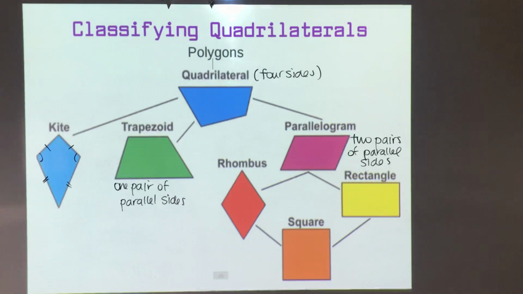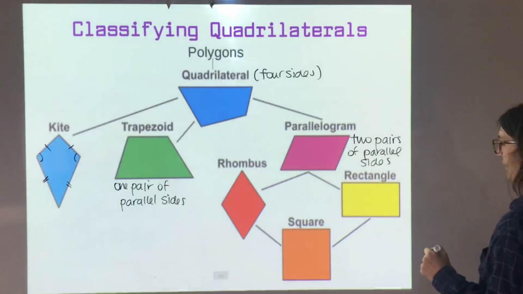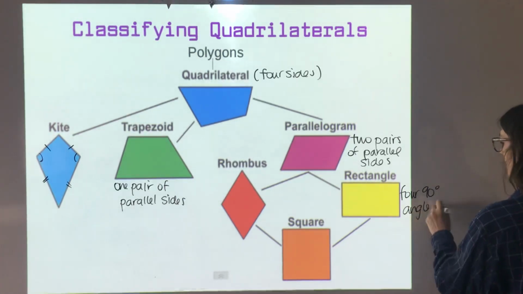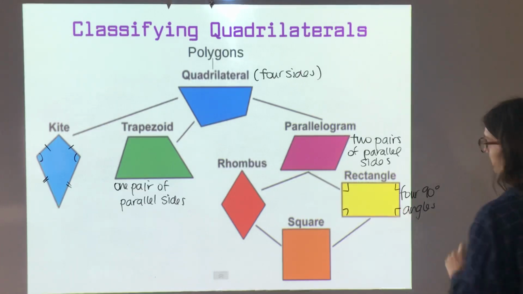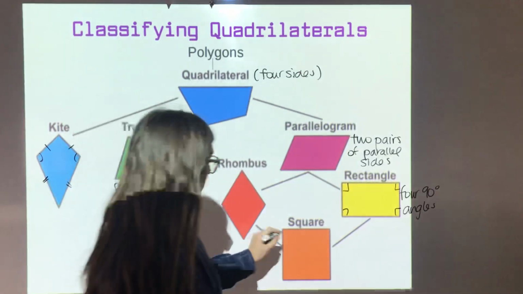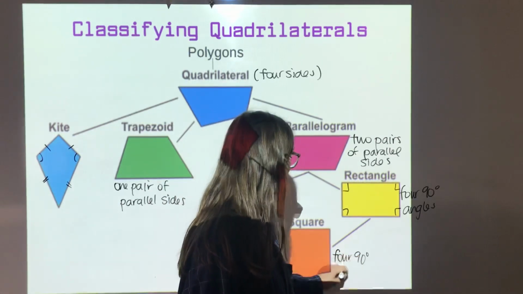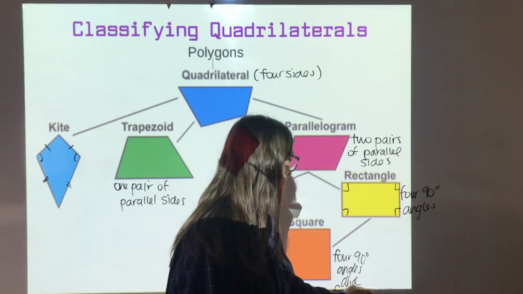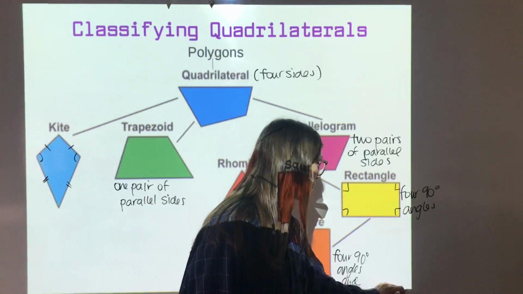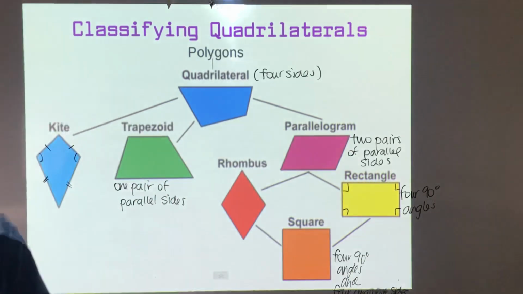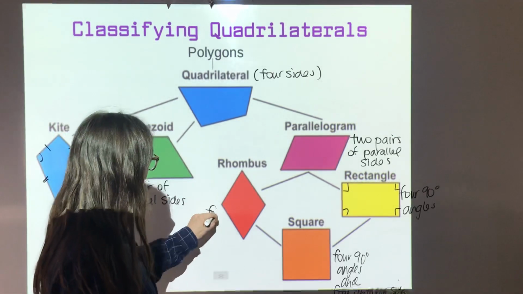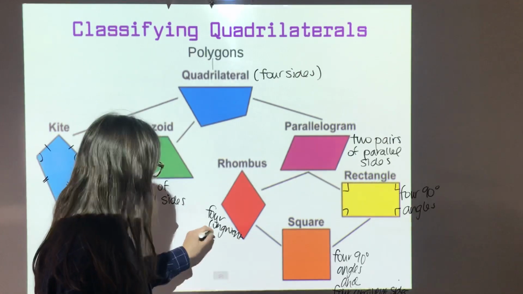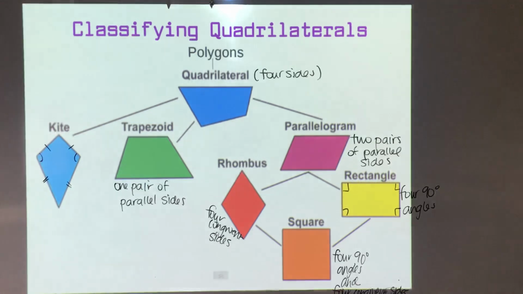So a rectangle, first it has the 2 pairs of parallel lines, and then it has 4 90-degree angles, which you can see there. A square has those 4 90-degree angles, and 4 congruent sides. And then lastly, rhombus, the only important thing is 4 congruent sides, but notice it does not have 90-degree angles, because that would then make it a square.